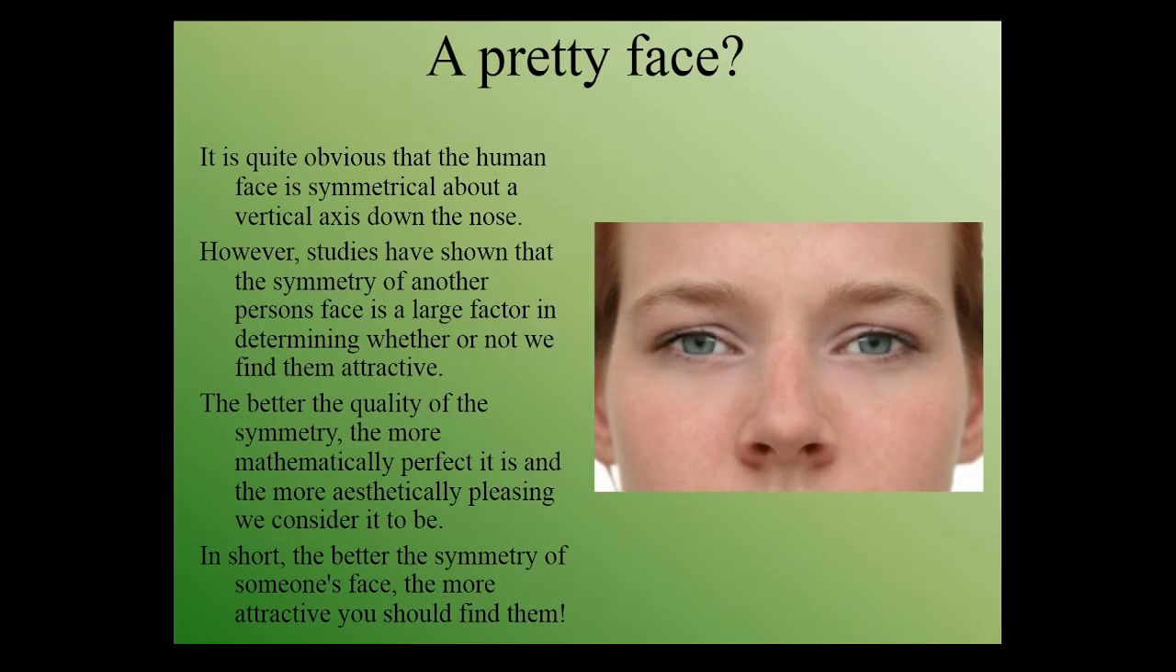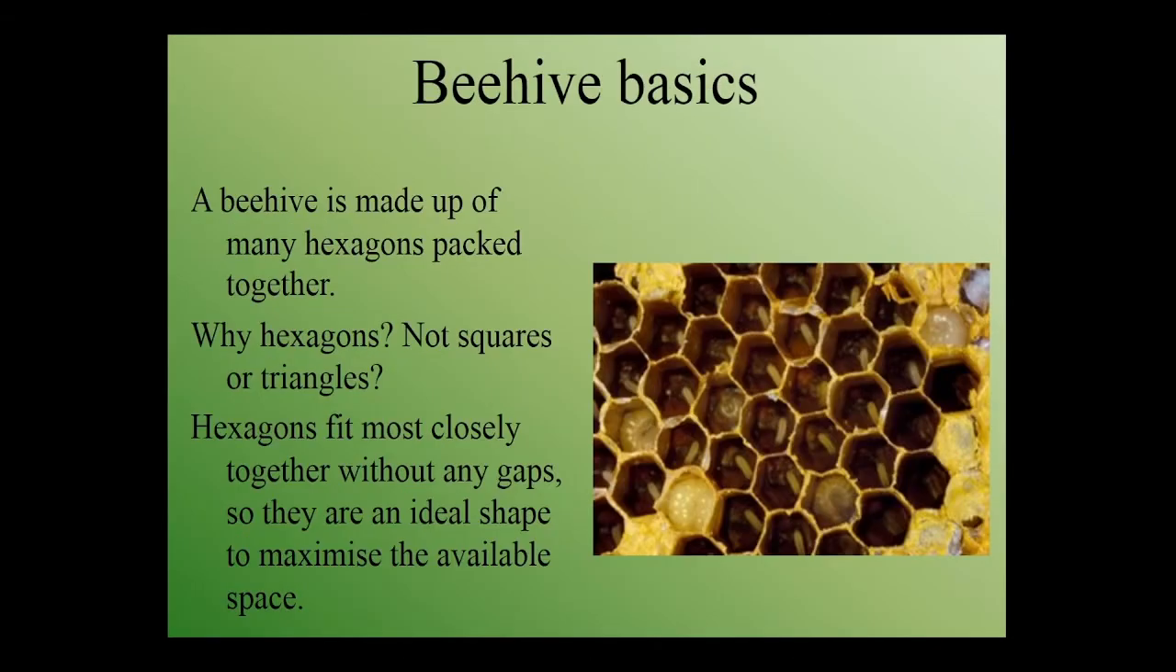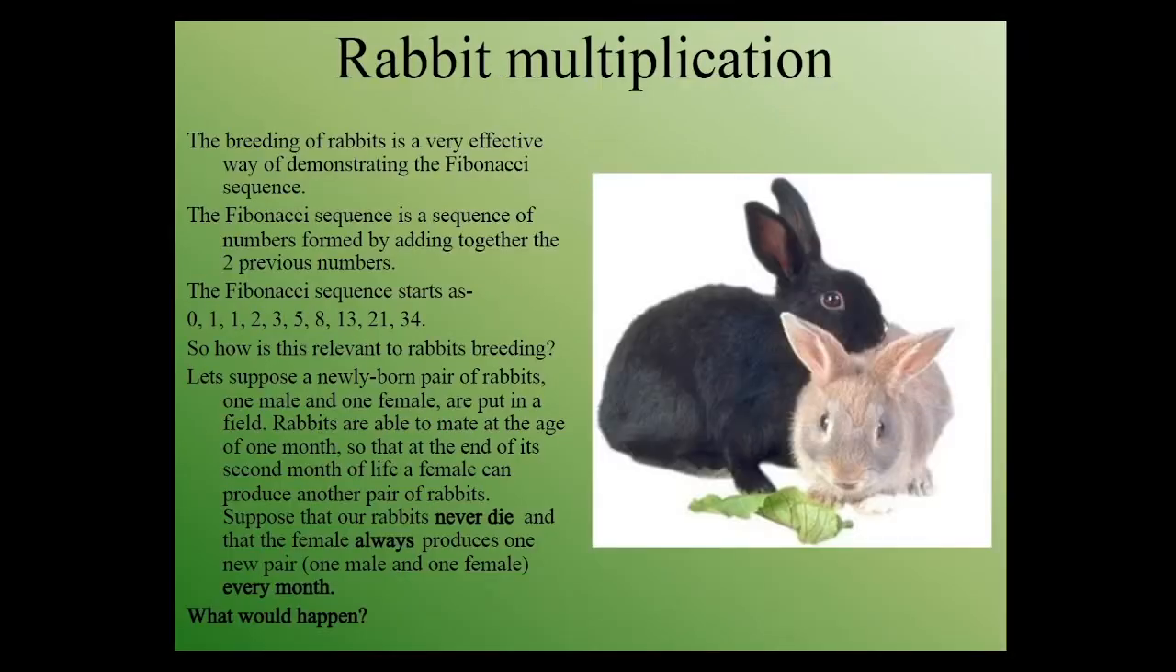Let's just skip the symmetry part. Let's focus on the Fibonacci sequence. The Fibonacci sequence is a sequence of numbers formed by adding together the two previous numbers. I'm going to give you an example. I will start with the number, let's screenshot, because I will be using this one over here.